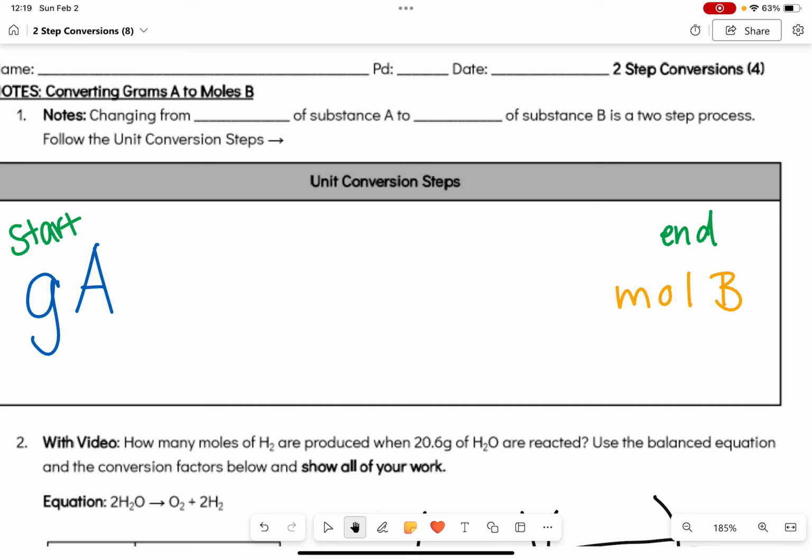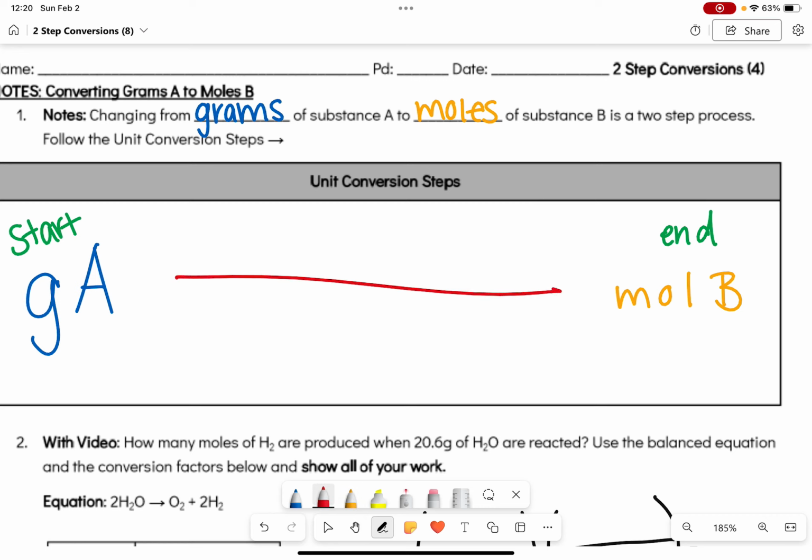So to go from grams of A to moles of B, we're going to have to change from grams of substance A, like that will be our given, to moles of substance B. So they give us grams to start with, and they're asking us for moles of a different substance to end with. Now, we cannot go from grams of A to moles of B directly. There is not a conversion that will get us there, but we can do it in multiple steps.